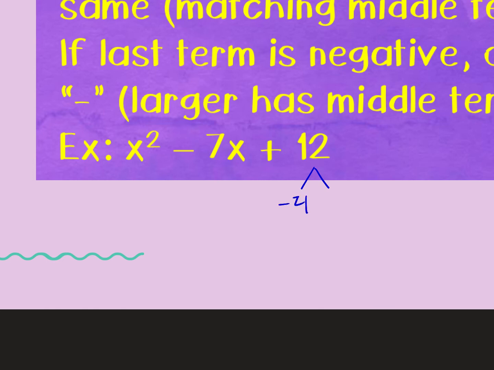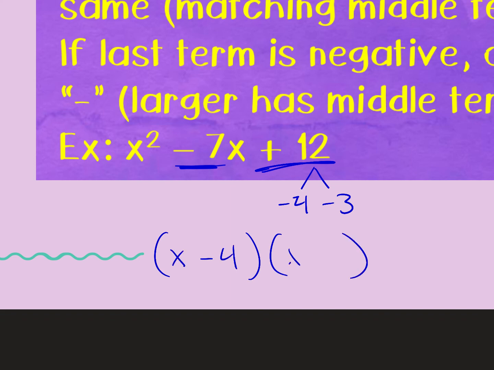Perfect. Negative 4 and negative 3. Because negative 4 times negative 3 would give me that positive 12. And negative 4 minus 3 gives me that negative 7. So then I'm going to have 2 sets of parentheses. One of them is going to have x minus 4. And the other one has x minus 3. So these 2 numbers just go into your parentheses with the sign.